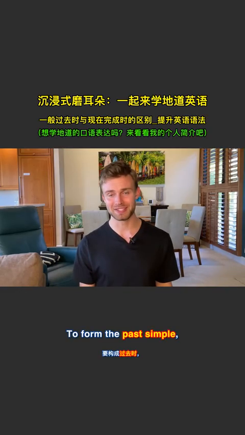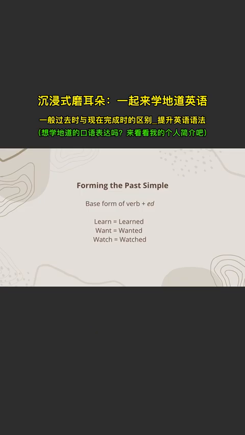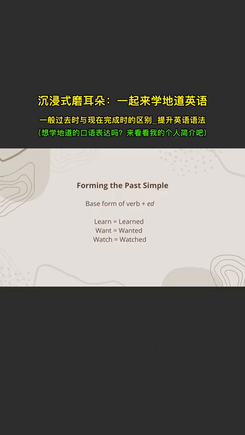To form the past simple, it's actually quite easy. All you have to do is take the base of the verb and add ed to the end. For example, the past simple of learn is learned. The past simple of want is wanted. And the past simple of watch is watched.